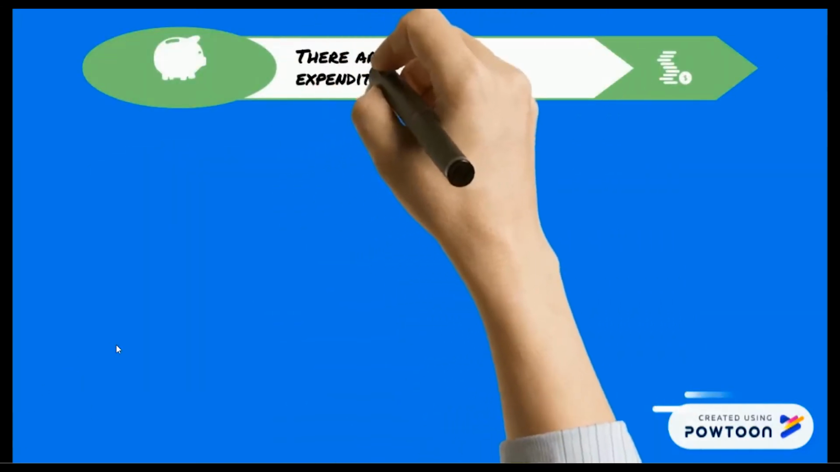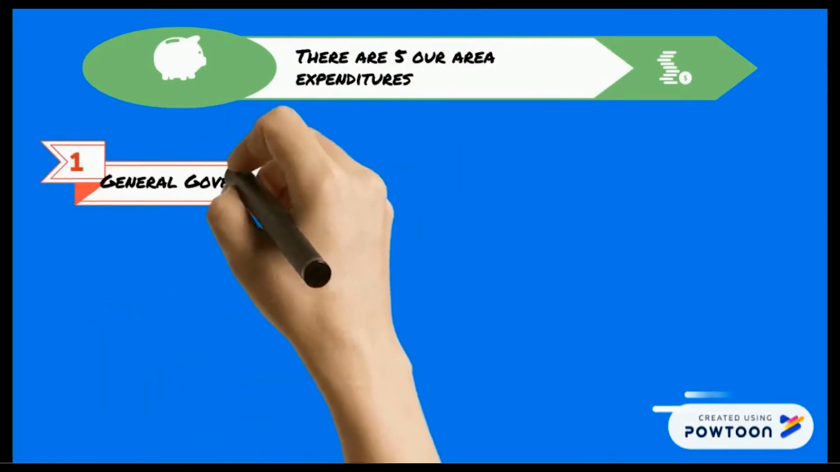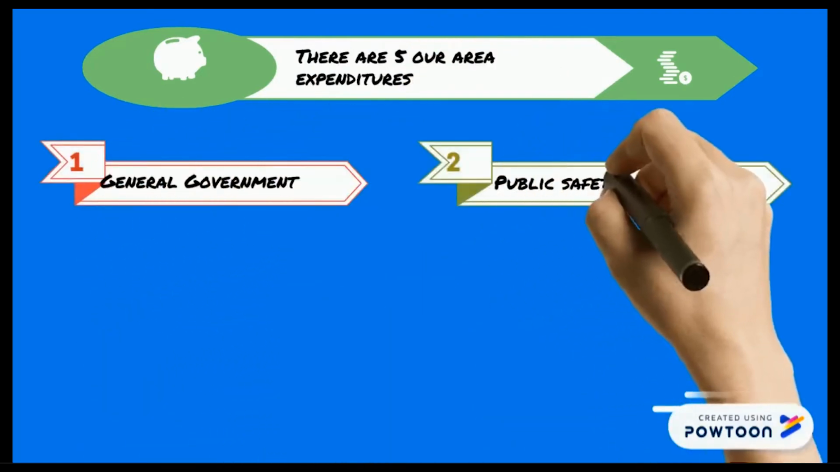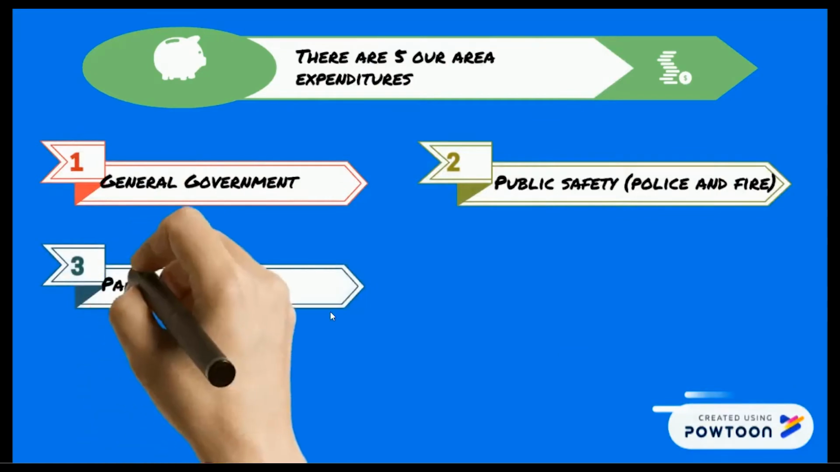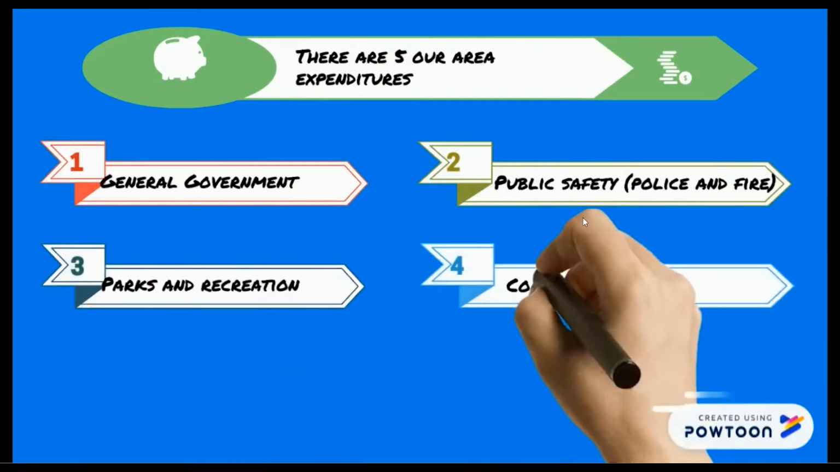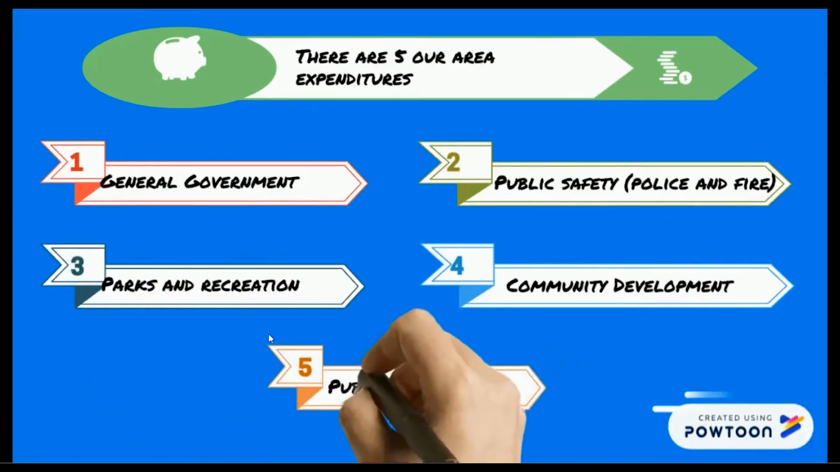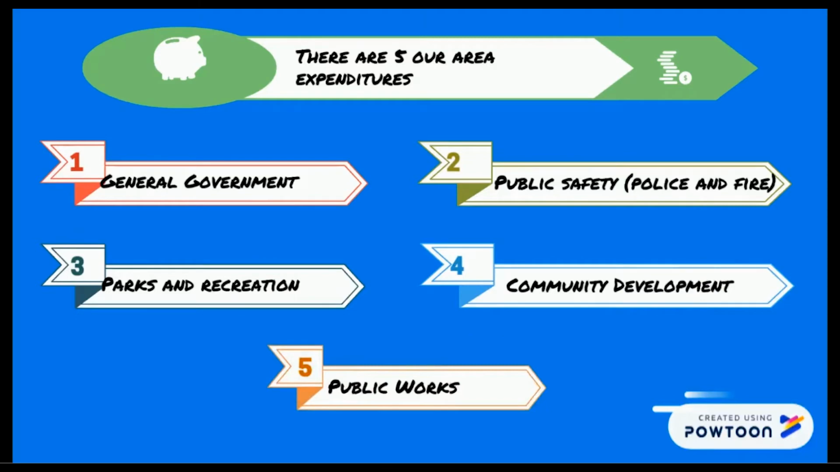And there are five areas of their expenditure. The first one is the general government, the second one is public safety, police and fire, the third is parks and recreation, the fourth one is community development, and the last one is public works. The general government means the management of the system, the money they spend for the system.